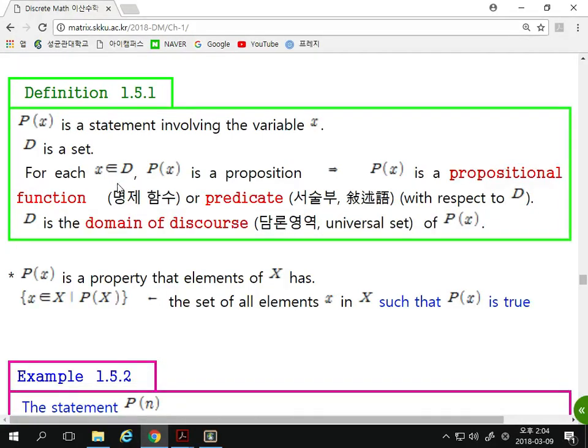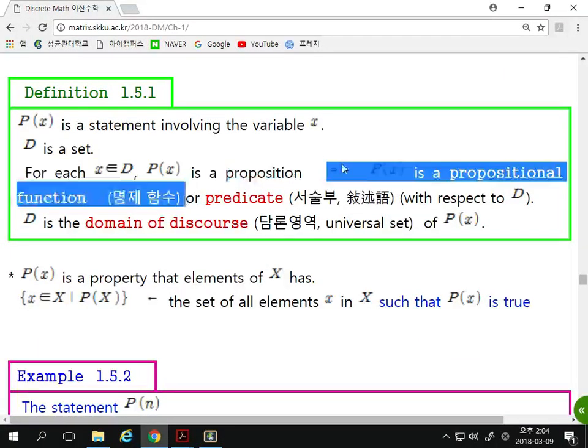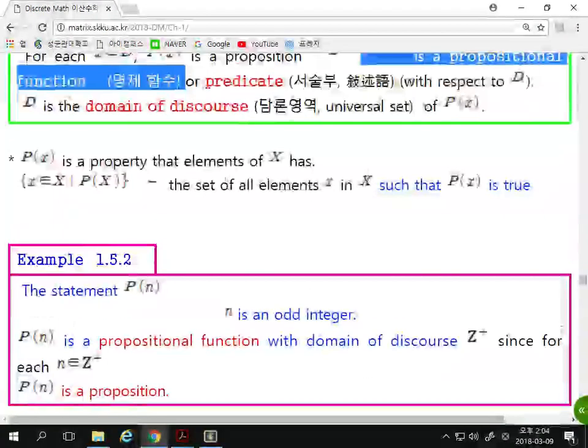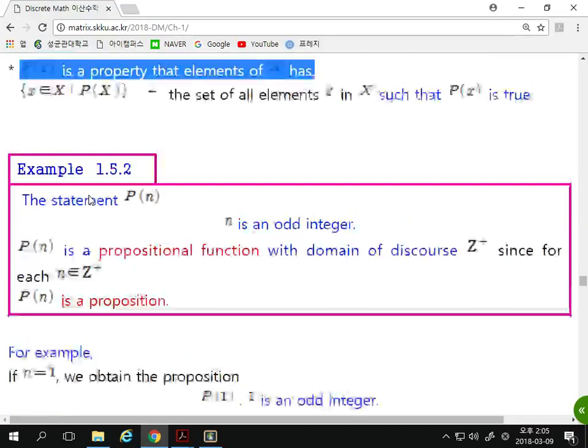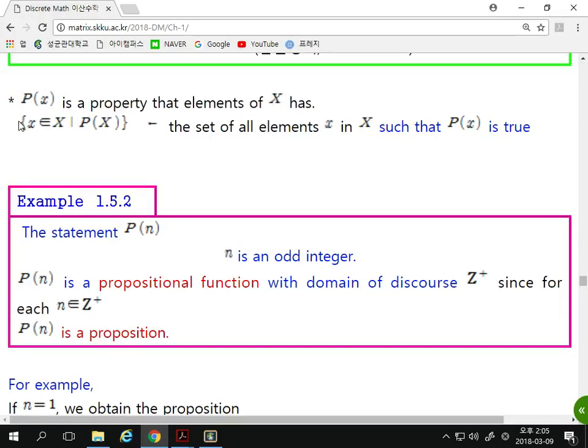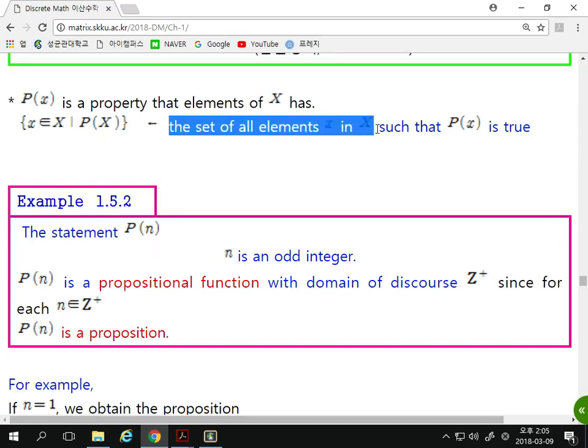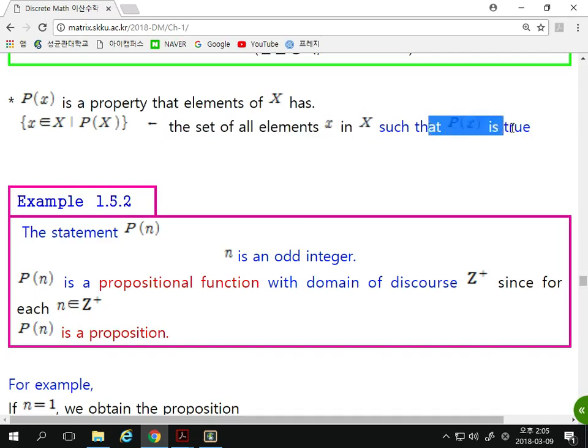Okay? So now we think of the propositional function P(x). Here P(x) is a property that an element of X has. So when we have this set {x in X such that P(x)}, then this is the set of all elements x in X, little x in capital X, such that P(x) is true. Okay.